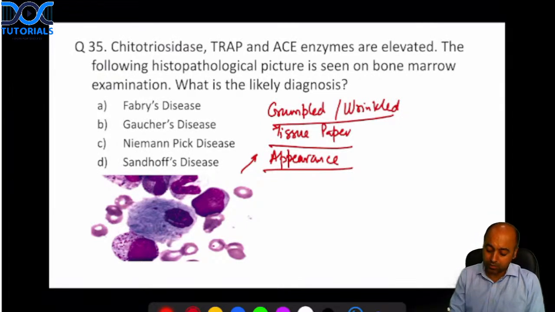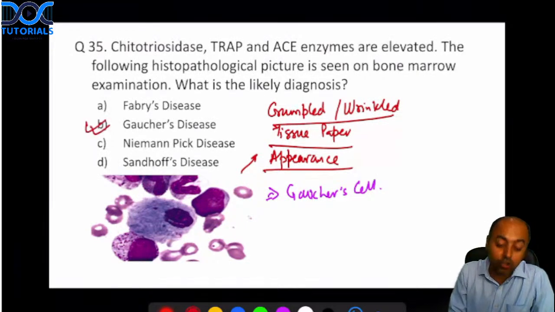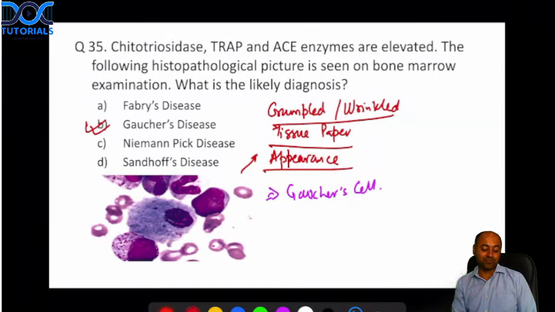This is known as the Gaucher cell. In which condition do you find the Gaucher cell? The answer is obviously in Gaucher's disease. Very good, very good. It is found in Gaucher's disease. So the Gaucher cell is present in Gaucher's disease.